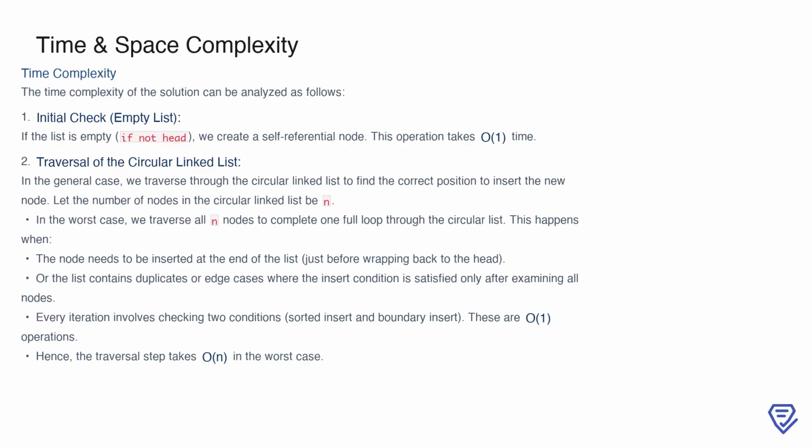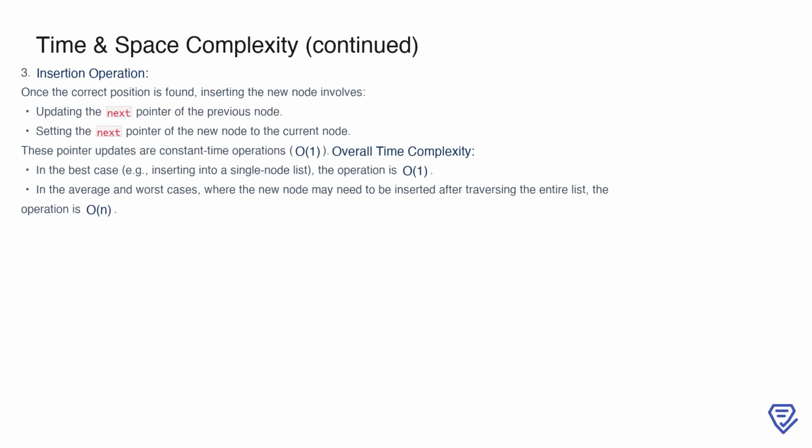During this traversal, each iteration involves evaluating two constant time conditions, so the traversal itself has a time complexity of O(n) in the worst case, where n is the number of nodes in the list. Once the correct position for insertion is identified, the next step is to insert the new node. This involves two pointer updates. We adjust the next pointer of the previous node to point to the new node, and then set the next pointer of the new node to point to the current node. Both of these updates are constant time operations, making the insertion itself an O(1) operation.